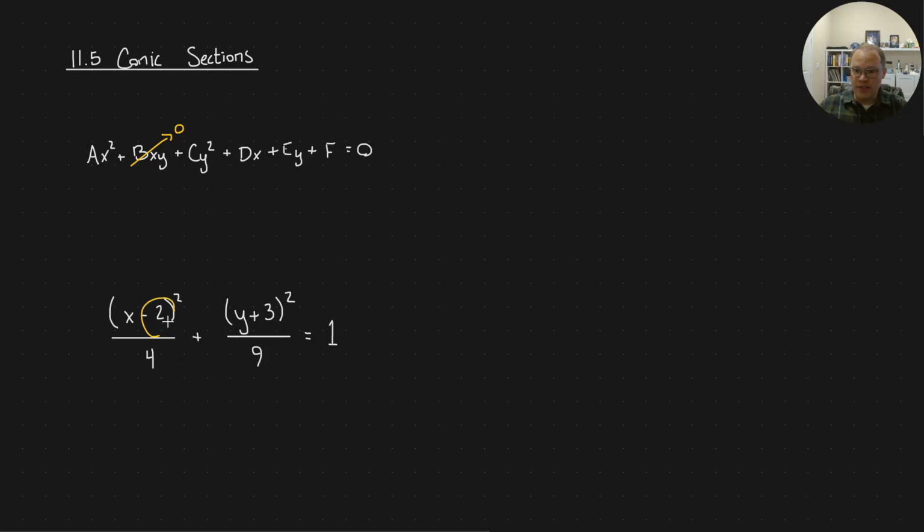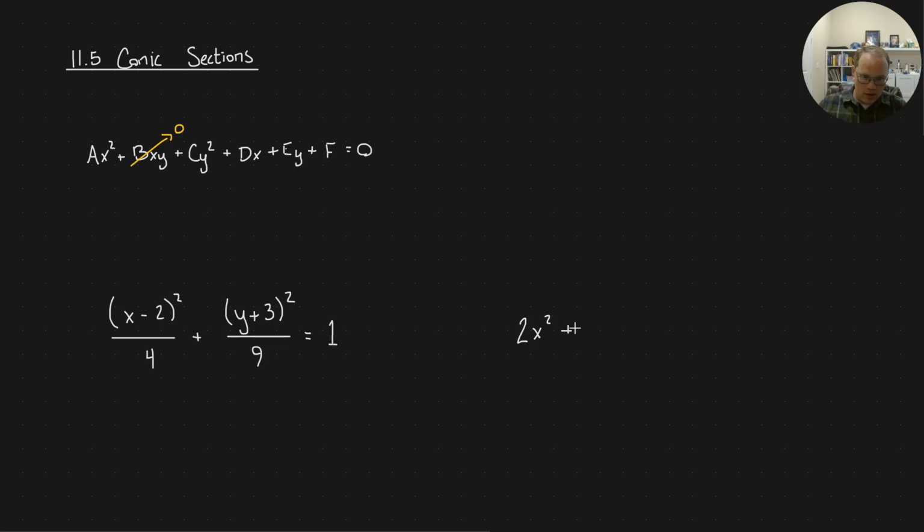I know the center of the ellipse is 2, -3. I know I'm going to go 2 units out from the center left and right, and 3 units out from the center up and down. Right? I can quickly and easily graph that ellipse when I'm in standard form. But not all conic section equations have to be in standard form, right? What if I get something like this?